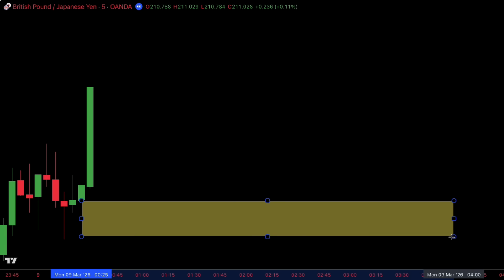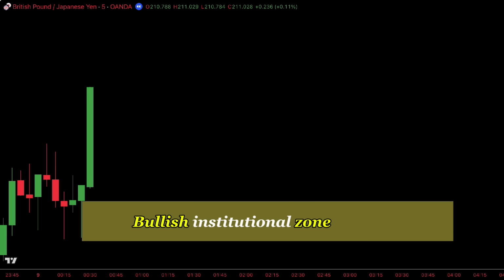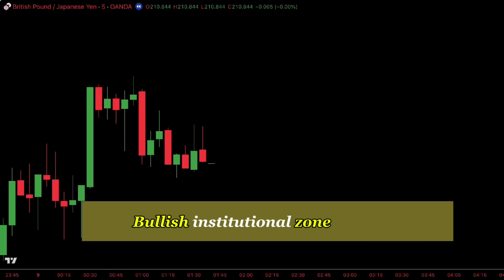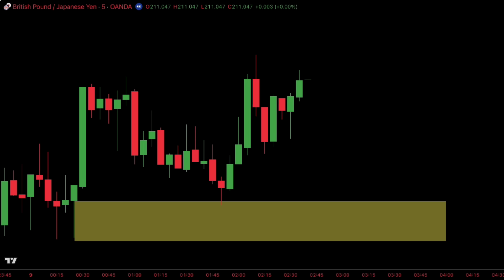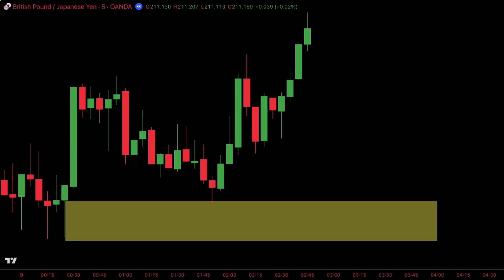Here, we have a clear, bullish institutional zone. Price retraces back into the zone. And then a pin bar candlestick pattern forms. This pin bar shows a strong rejection of sellers. It tells you that buyers are stepping in, and that institutions are likely defending their positions. So, the first confirmation signal you can use is the pin bar.